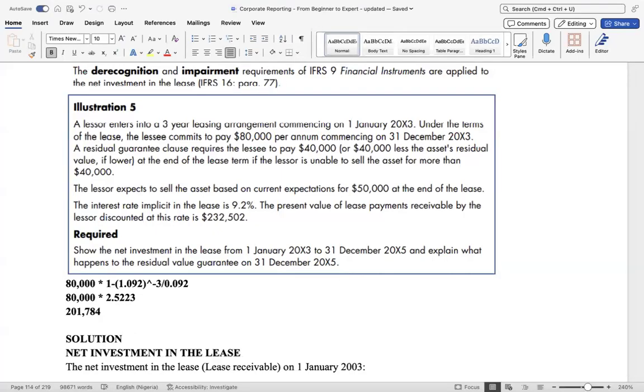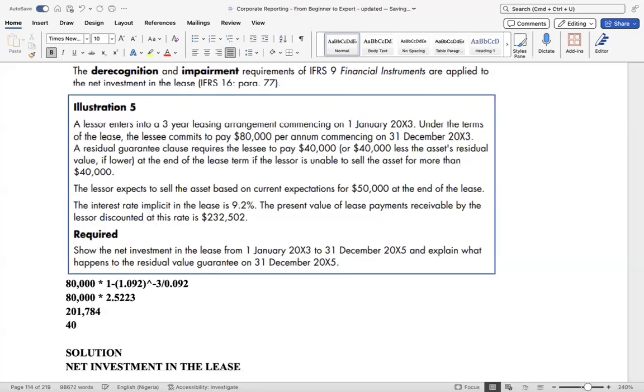So that 40K also, we would need to discount it to present value. Of course, don't make the mistake of using annuity factor for that. You are going to be using the discounting factor, which is 1 plus 9.2% raised to power minus 3. The reason is that this 40K is payable in 3 years' time, so to get its present value we simply use the discounting factor.